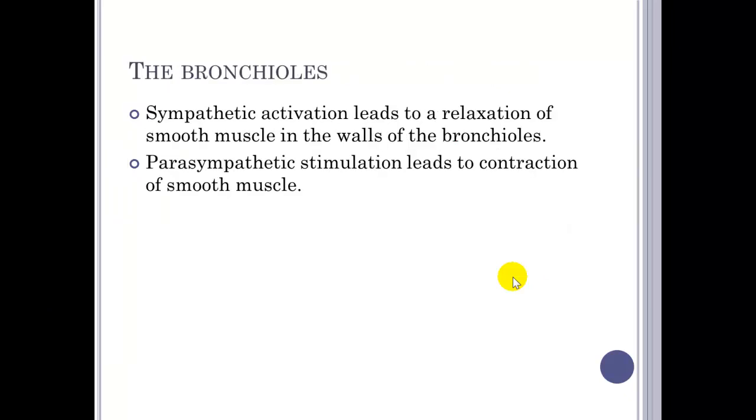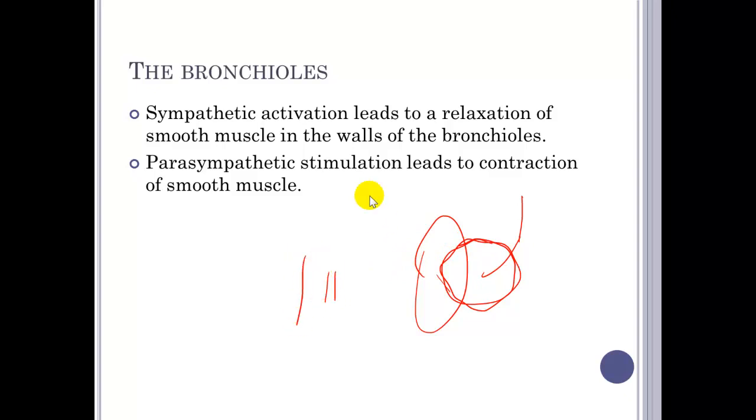The bronchioles. Sympathetic activation leads to relaxation of smooth muscles in the walls of the bronchioles. Parasympathetic stimulation leads to contraction of the smooth muscles. So let's talk about this. The smooth muscles of the bronchioles are in the medium-sized airways, not the alveolar terminal, not in the lungs, but in these airways in between the two. Sympathetic stimulation takes the lumen and essentially opens it up, so the lumen is larger. Fight or flight: the actual receptor site is a beta 2 receptor site, causing dilation of the smooth muscle.